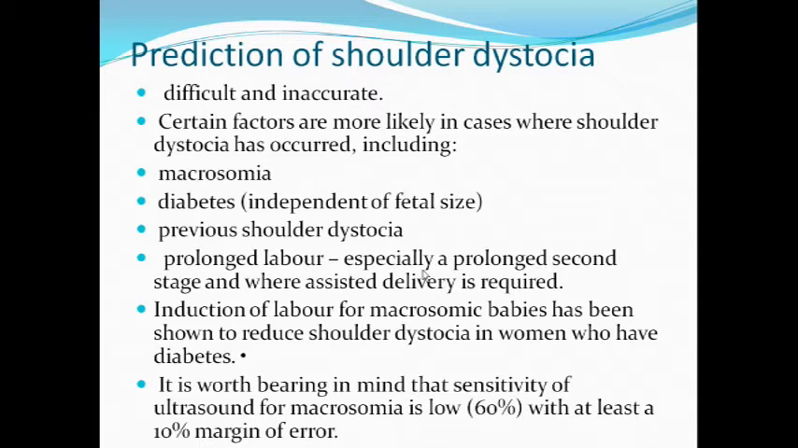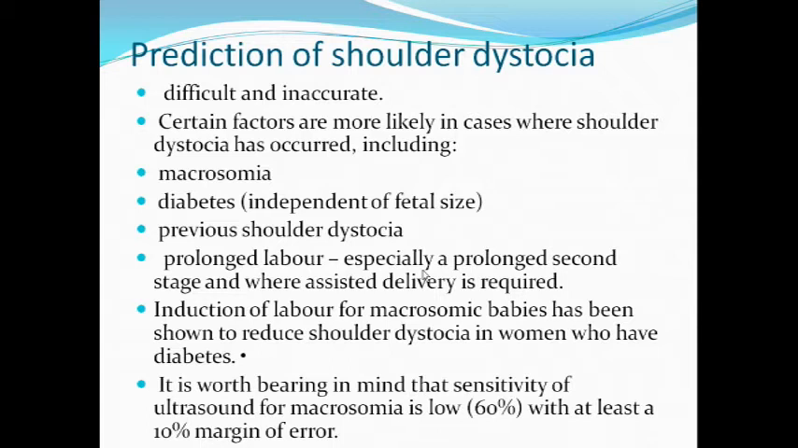Macrosomic baby. So the baby's weight is the higher risk factor. If the baby's weight is more, there is difficulty in the delivery. Diabetes independent of fetal size. If the patient has a history of diabetes, then the risk of shoulder dystocia is more. Previous shoulder dystocia, if the patient has a previous history of shoulder dystocia.